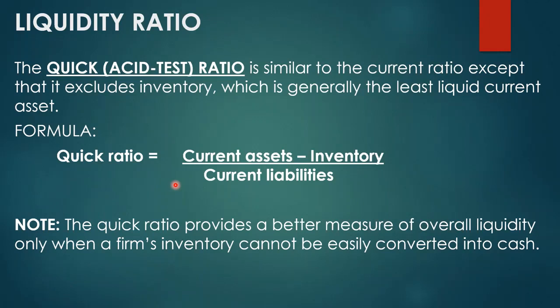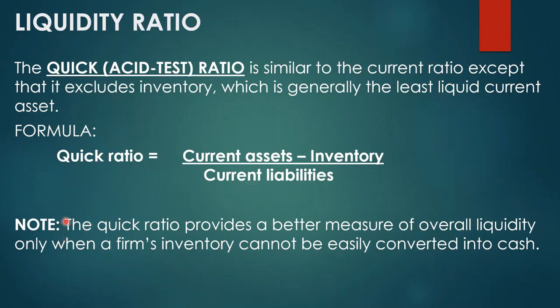Now, quick or asset-based ratio is similar to current ratio except that it excludes inventory because sa lahat ng current assets, ang inventory ang hindi liquid. Kasi may mga certain times na hindi mo mabibenta agad ang inventory. So kapag hindi mo mabibenta agad ang inventory, wala kang cash na pambayad sa short-term obligations. Kaya kay quick asset-based ratio, in-exclude niya si inventory kasi sa lahat ng current assets, ito ang hindi liquid. So, ang formula ni quick ratio is current assets minus inventory divided by current liabilities.